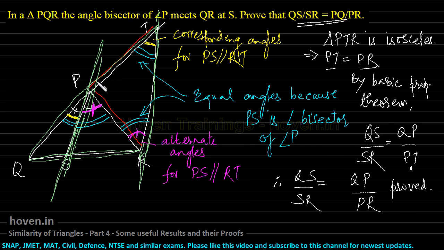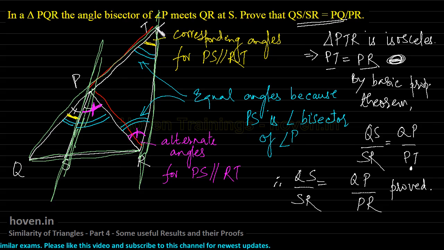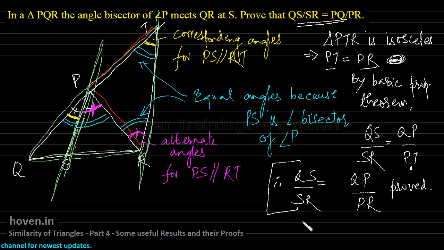And when we were able to show that PT is equal to PR, this one I am talking about, then we took another look at the whole scene and we found that QS by SR is readily equal to QP by PT, which ultimately led us to the solution. Let us now proceed to our next question.